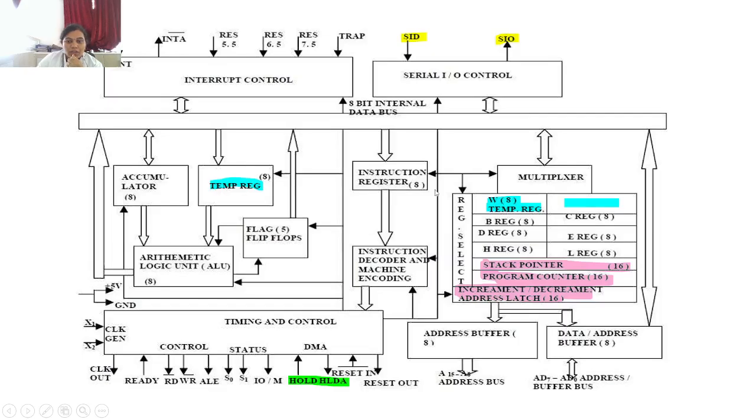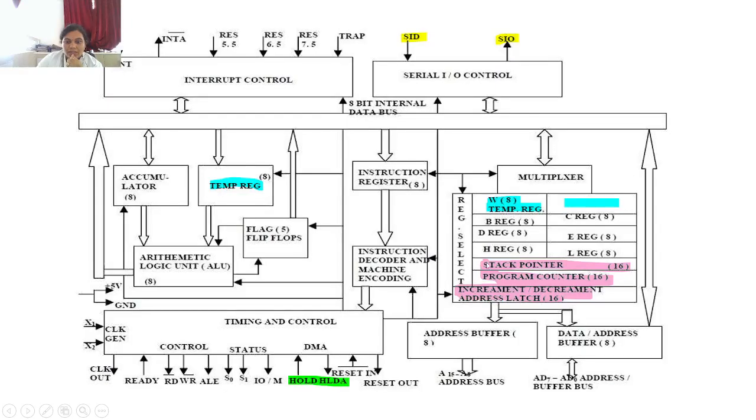We are using 3 temporary registers in this architecture, that is the temp register, the W register, and the Z register. These 3 registers are only used by the processor. We, the user, cannot access these registers.